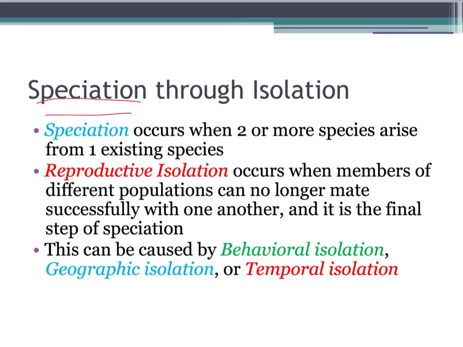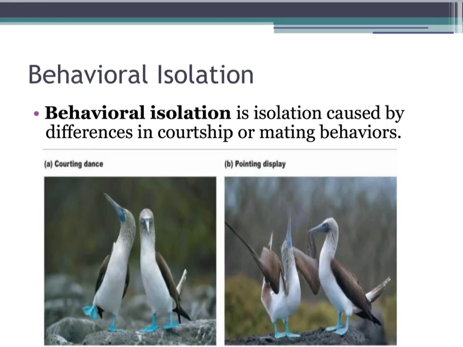Now, reproductive isolation happens when two populations cannot mate successfully anymore. Like with a polar bear and a black bear, they cannot mate successfully. They are officially different species now. There's three types: behavioral, geographic, and temporal. So right now, behavioral. In class, I usually do this whole dance thing about this.